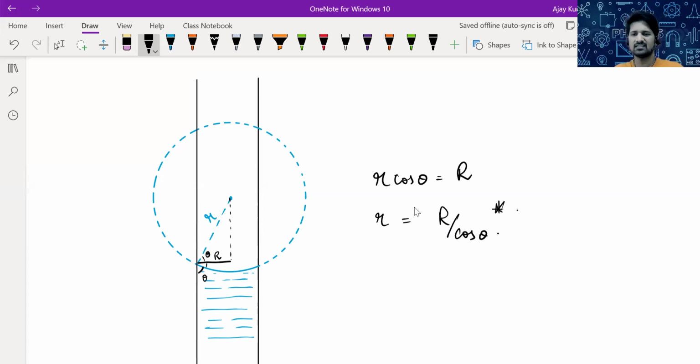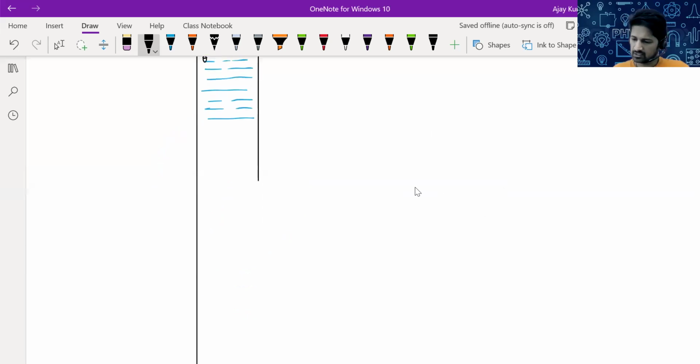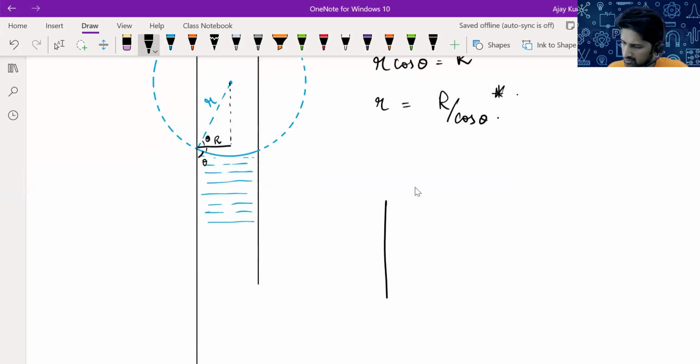Now, it's not necessary that every meniscus will be part of a spherical surface, but if the tube is narrow, you can approximate it to be part of a sphere. If the tube is quite wide, it kind of looks like this. If the tube is very wide, the meniscus will get stretched. It won't look like part of a sphere at all. In that case, obviously, you won't be able to use this formula for radius of curvature of the meniscus. So assuming the meniscus is part of a spherical surface, you can do this.